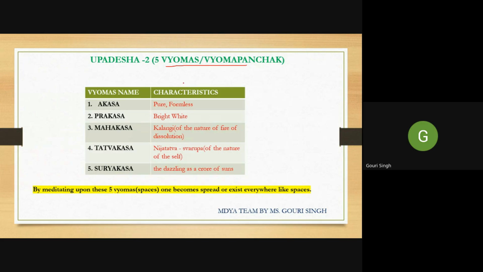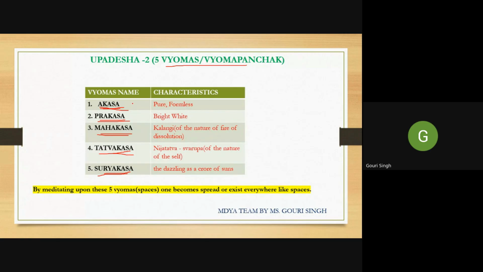Okay. So here you need to remember, first is Akasa. Everywhere Akasa is there. But you have to remember which Akasa. First one is the normal Akasa, Parakasa, Mahakasa, Tattvakasa, and Suryakasa. So these are the 5 forms of the 5 vyomas.